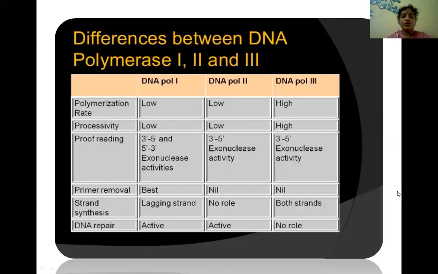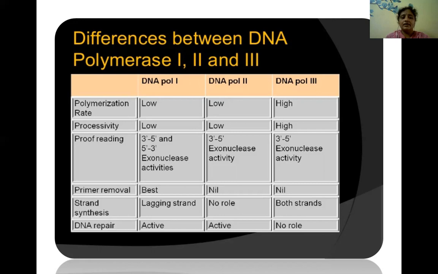This slide shows the differences between the DNA polymerase 1, 2, and 3 enzymes. The polymerization rate is very low in polymerase 1 and 2, and very high in DNA polymerase 3. Next, processivity is very low in DNA polymerases 1 and 2, and high in DNA polymerase 3.